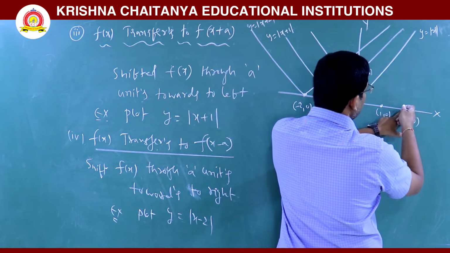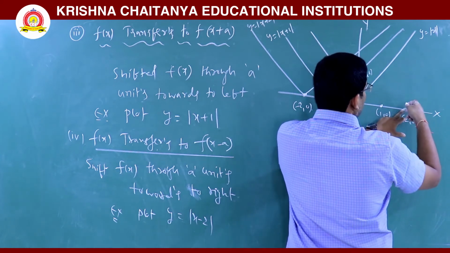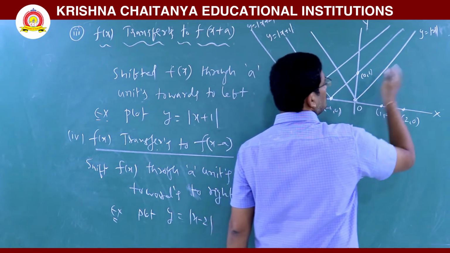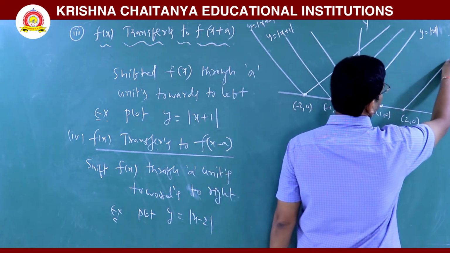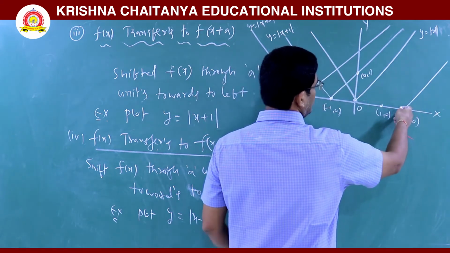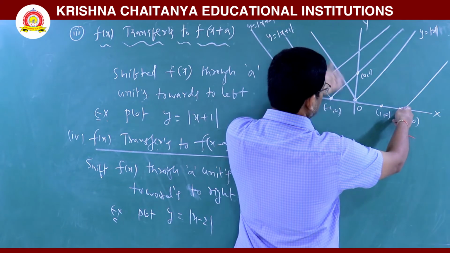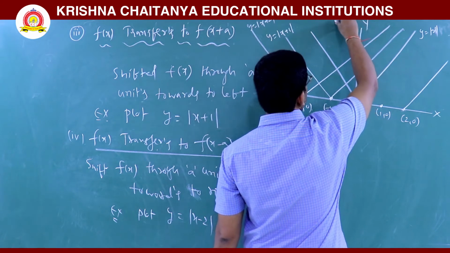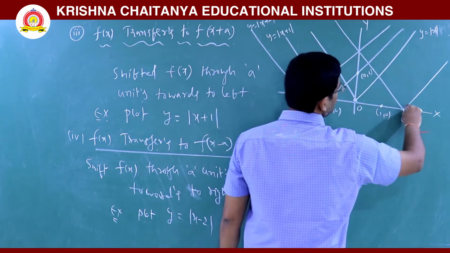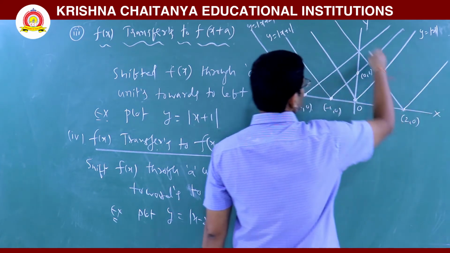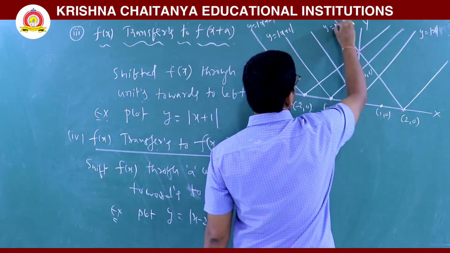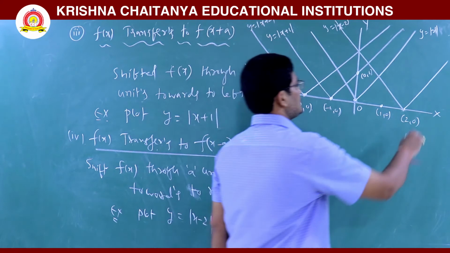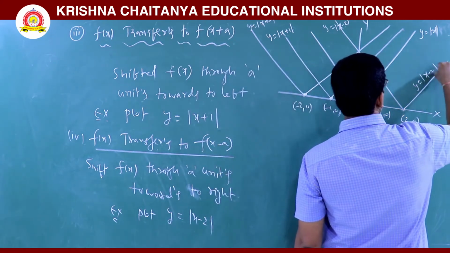Then you have to draw a parallel line passing through this point. You have to draw a line through this point, which is parallel to this one. Then it should be like this. Then you have to draw one more parallel line for this, passing through this point. What is the curve of this one? This is the curve y equals mod of x minus 2. Y is equal to modulus of x minus 2.